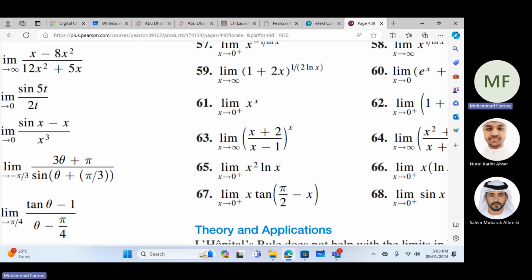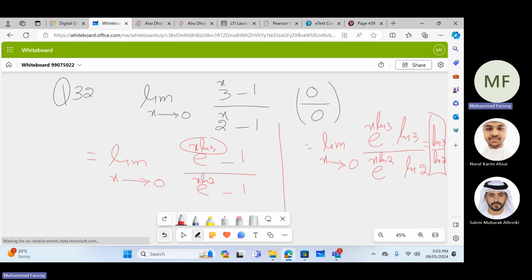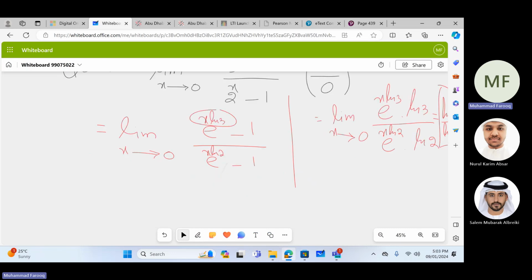I mean more than 10. I put, for example, 10 power 20 plus 2 divided by 10 power 20 minus 1, and you get one. If I put 1000, it is not working because the calculator memory is very limited. But you understand it's going to 1, yes or no? Good. So question 63 is basically 1 power infinity.